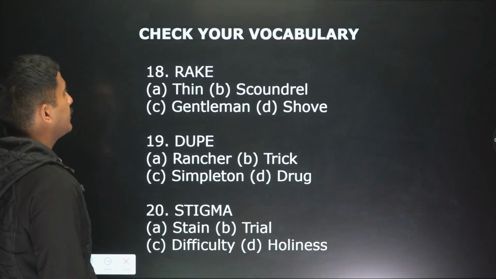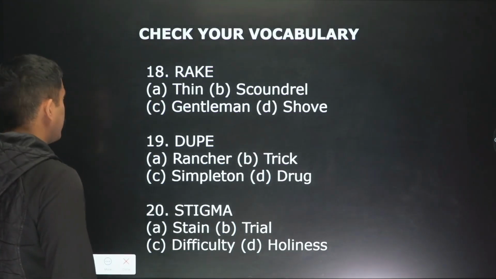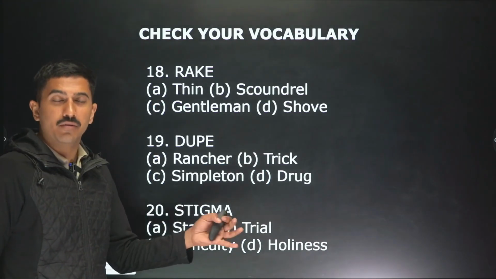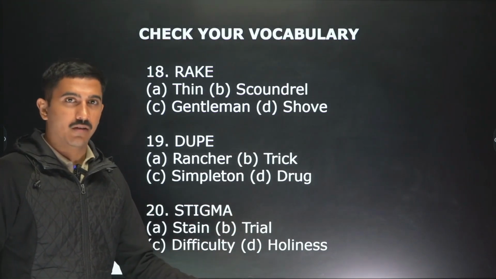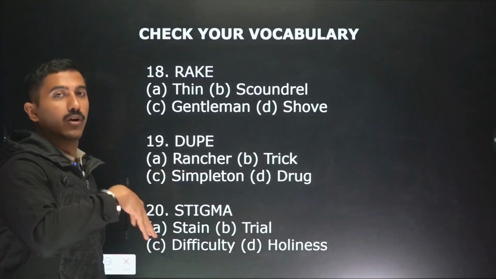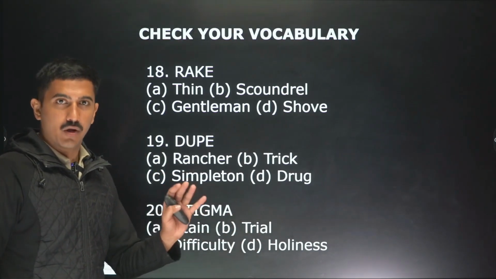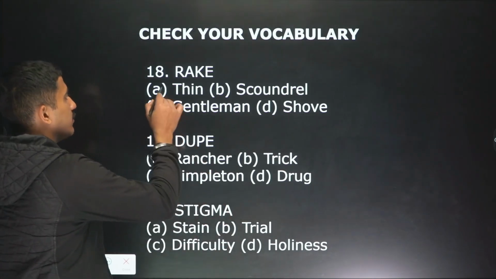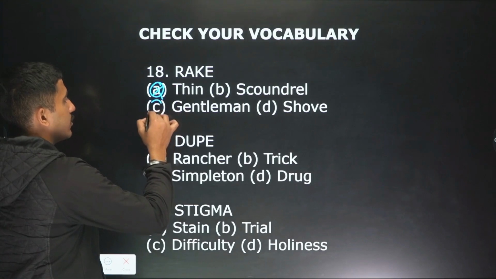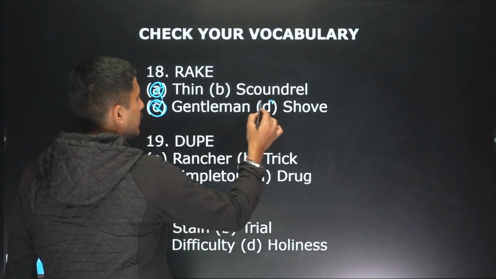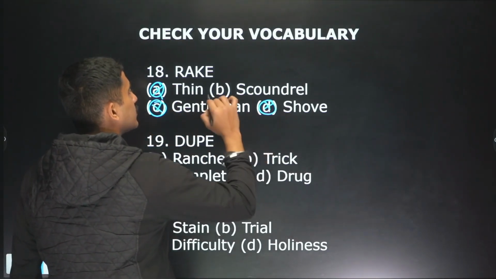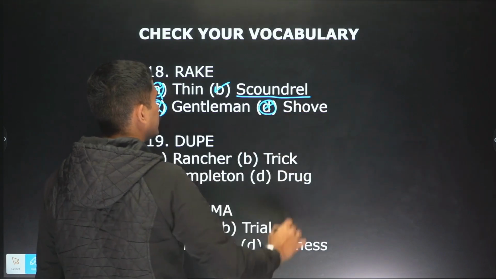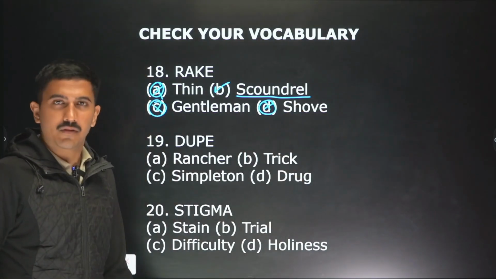Let's go ahead. The next word we have is rake. Now, this is not that garden tool rake that is used for softening the earth, right? This is not that rake. This is usually referred to a person. So obviously, it would not be thin. This would not be gentleman. This would not be shove. This would be something like scoundrel, right? Similar to scoundrel, obviously.